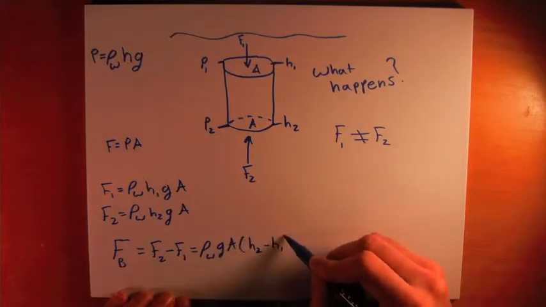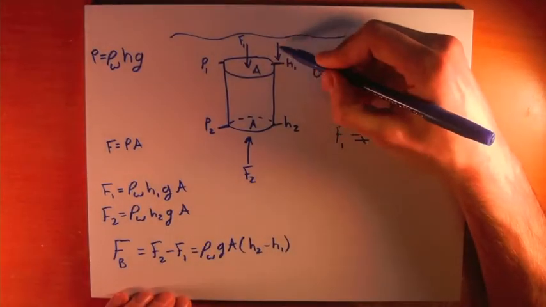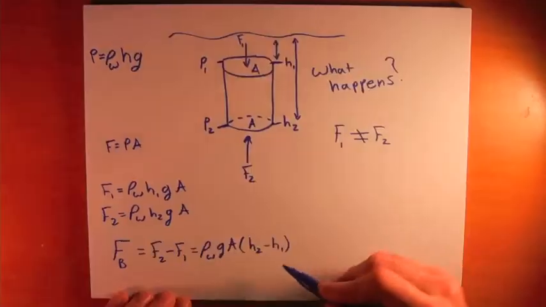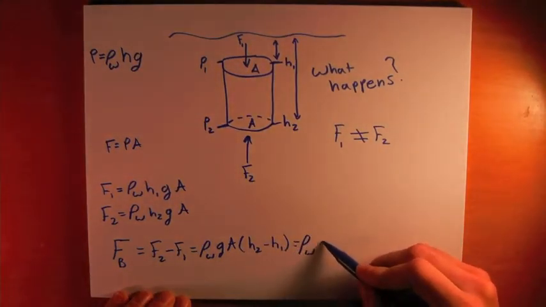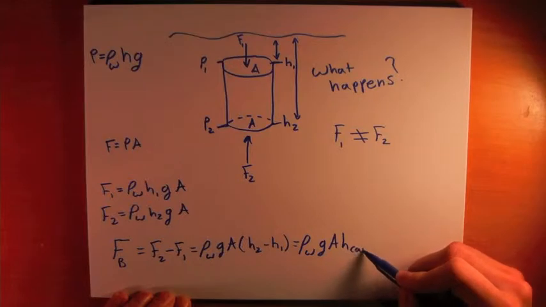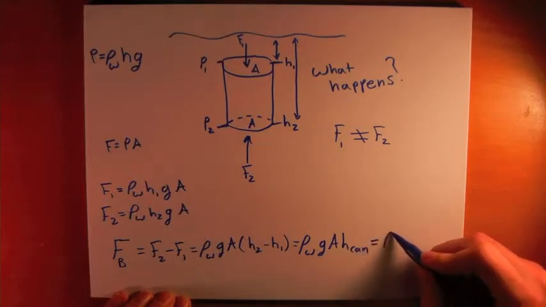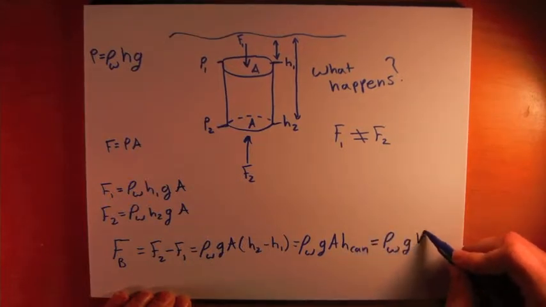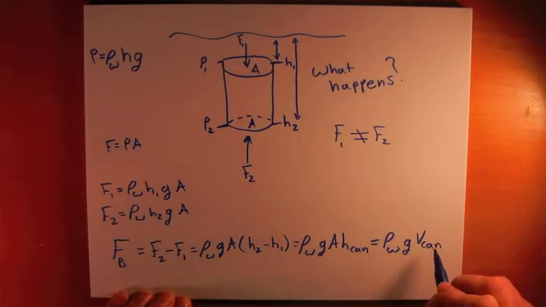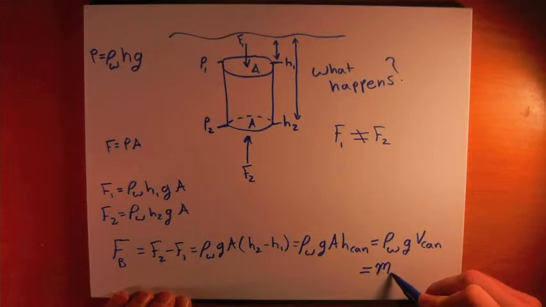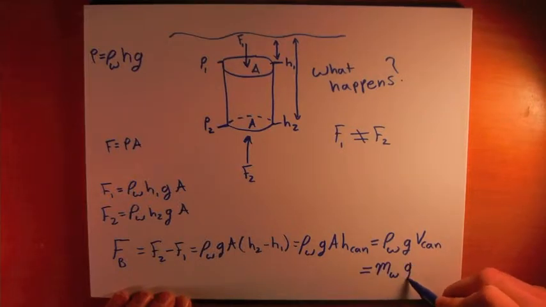Here you notice h2 minus h1 is simply the total height of the can. Thus we change this to the area times the height of the can, which in turn you might notice is simply the volume of the can. Finally, we can notice that the volume of the can times the density of the water is simply the mass of the water displaced by the can. This is the cornerstone of Archimedes' principle.